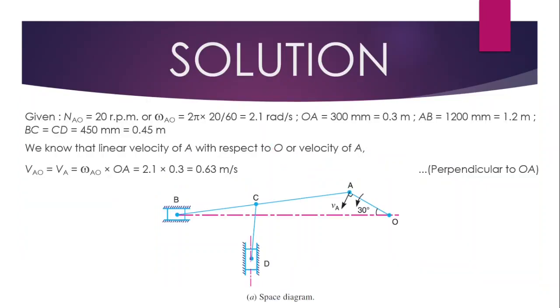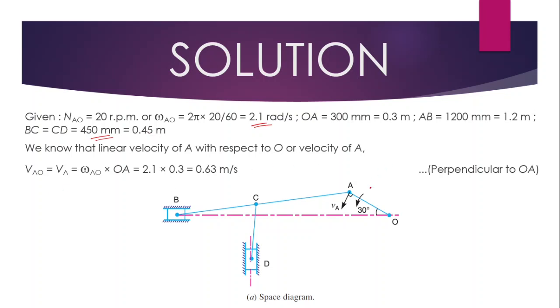Okay, and here is the solution. Given NAO, that means the number of rotations for link AO, is equal to 20 rpm, so omega AO, the angular velocity of link AO, is equal to 2 pi N by 60, that is equal to 2.1 radian per second. OA is equal to 300 mm, that's equal to 0.3 meter, AB is equal to 1200 mm, that's equal to 1.2 meter, BC is equal to CD is equal to 450 mm, that's equal to 0.45 meter.